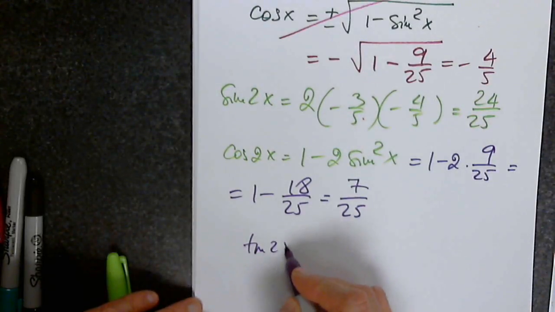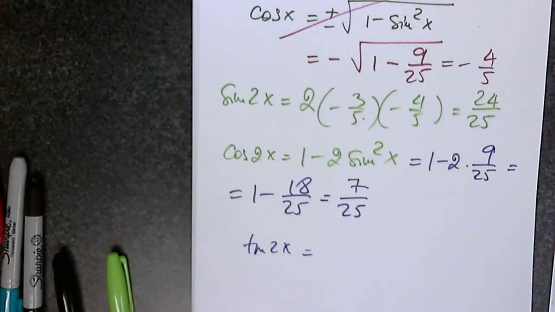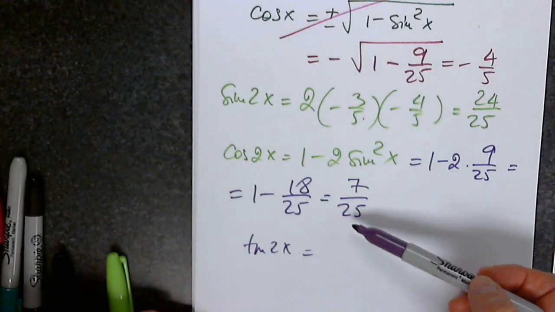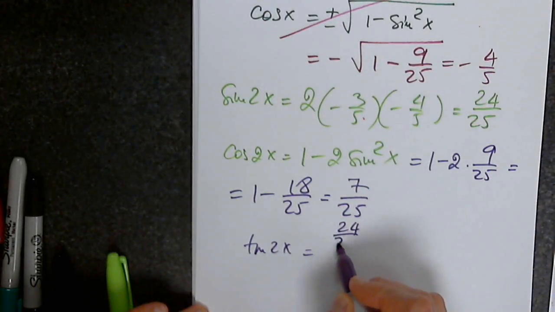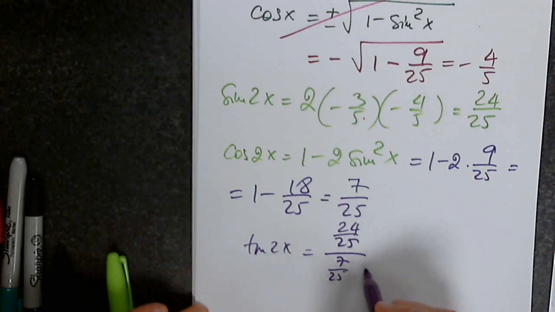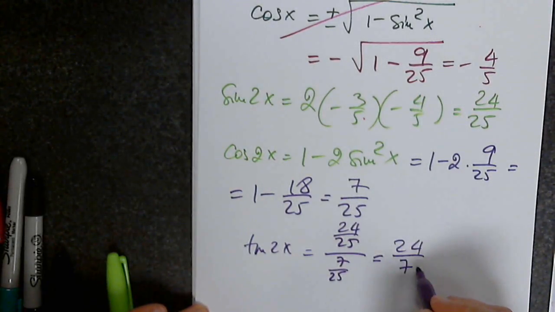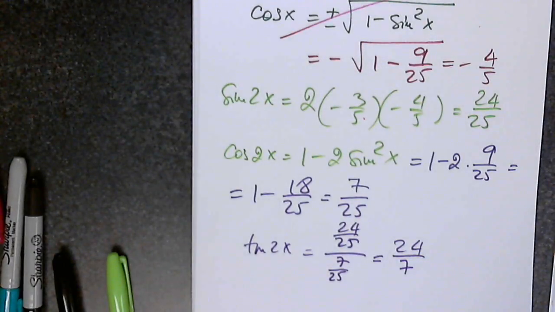Finally, tangent twice x. I don't need the formula because I have sine twice x and I have cosine twice x. So the answer would be 24 over 25 over 7 over 25. When I flip, the 25s go away: 24 over 7. Now, if you're asked which quadrant twice x is in, how will you determine that?